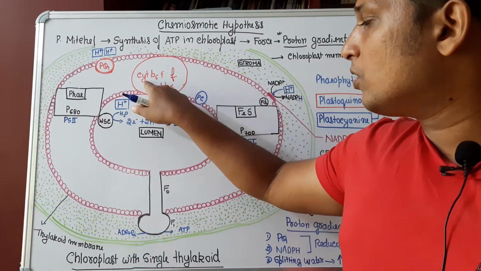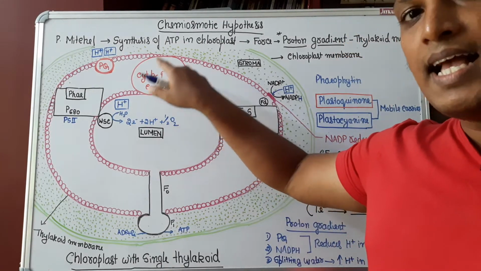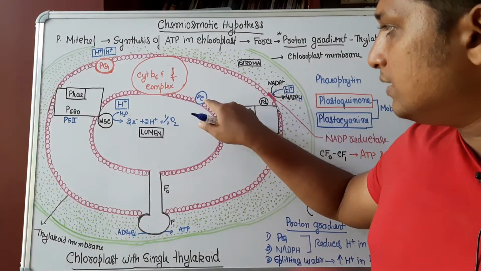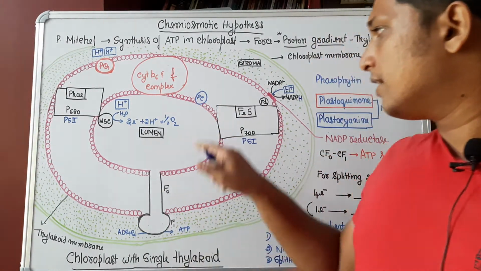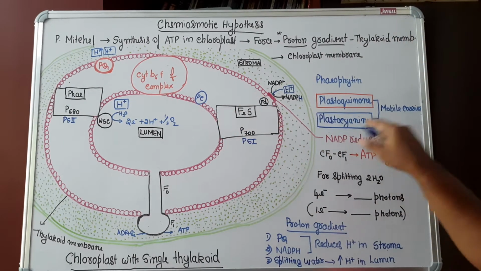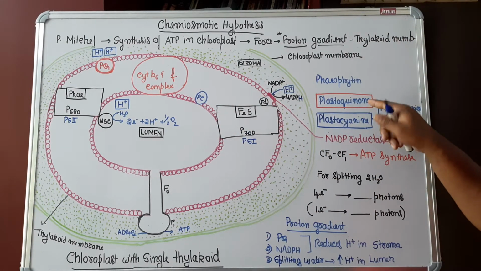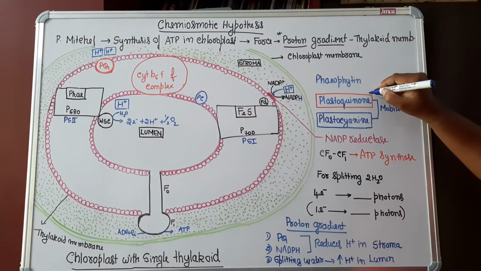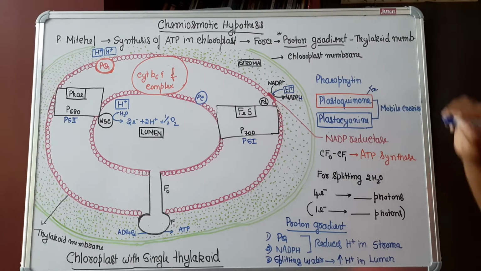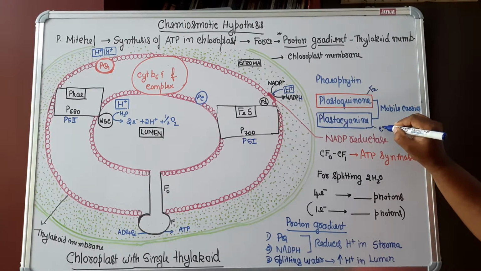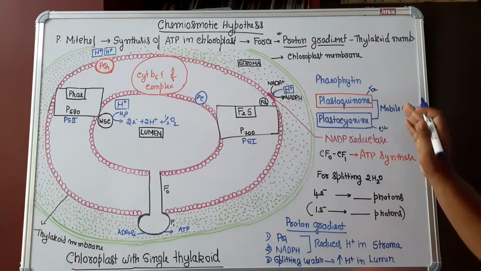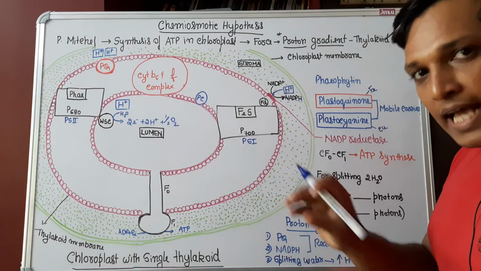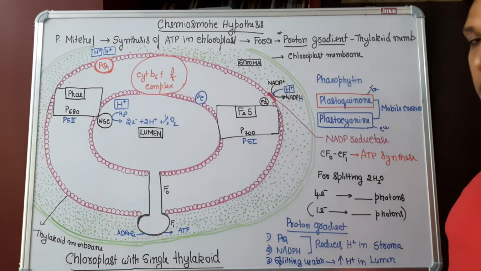Then there is one more complex, cytochrome B6 and cytochrome F complex. Then there is one more mobile electron carrier known as plastocyanin. What is the difference between plastoquinone and plastocyanin? The difference is plastoquinone contains ferrous, hence it is red in color. Plastocyanin contains copper, hence it is blue in color. Apart from that, these are the two mobile electron carriers located in the thylakoid membrane.